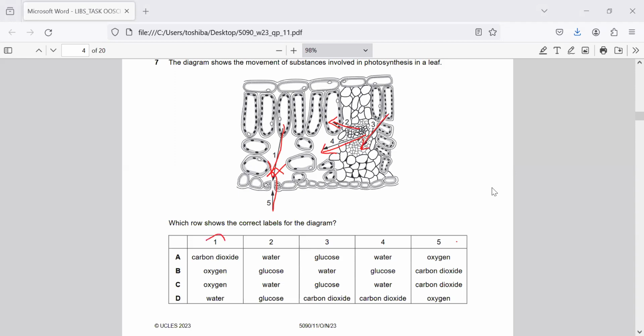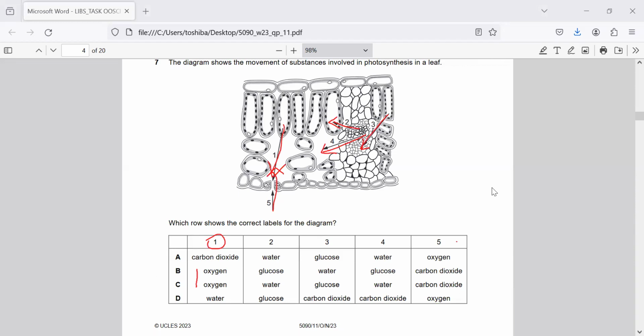Okay, let's see for 1. We have carbon dioxide. Would carbon dioxide be going out or coming in? It would be coming in, and the oxygen would be going out. There are 2 options for oxygen, B and C.